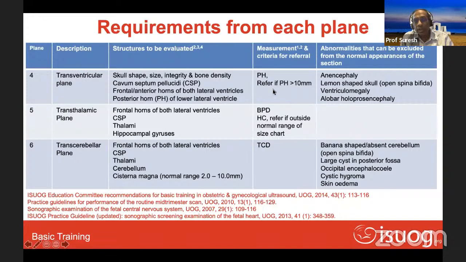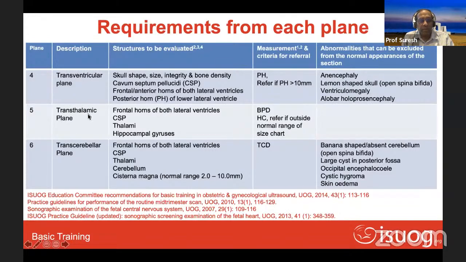Now, once the lateral ventricle measurement is more than 10 millimeters, it's a criterion for referral. And the abnormalities that can be seen here are anencephaly, lemon-shaped skull in open spina bifida, ventriculomegaly, and alobar holoprosencephaly. In the transthalamic plane, we look for frontal horns of both lateral ventricles, the cavum septum pellucidum, thalami, hippocampal gyrus. In this plane, we measure BPD and head circumference, and if it's outside of the normal range of the size chart, then we refer.